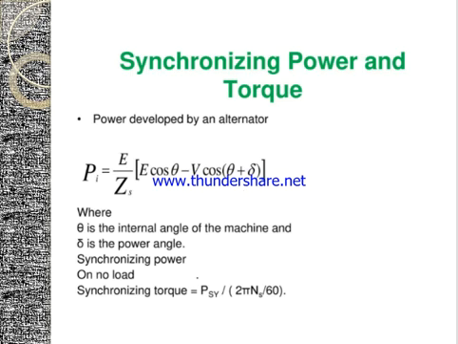So the synchronizing torque, you can see, is given by P_sy divided by (2π Ns/60). So this Ns is nothing but the synchronous speed, and this determines the parallel operation of the alternator.